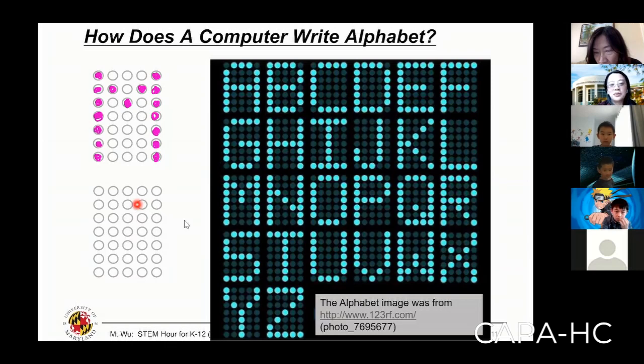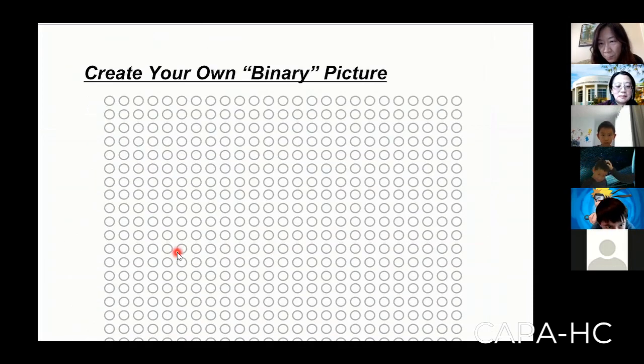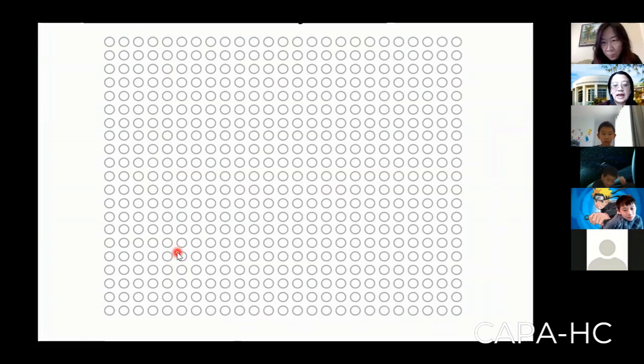And when you go back, you can color the ones based on the letters of your name initial. And how about drawing bigger pictures? What we would need is a bigger array of light bulbs. So I prepared this one for you to color the ones and form a pattern. They can be your favorite animals or favorite persons that you can try to draw on this canvas.